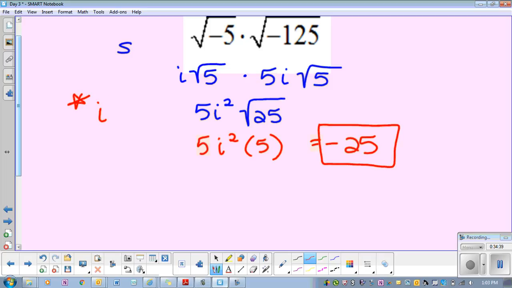And please make a note for yourself. i squared equals negative 1.